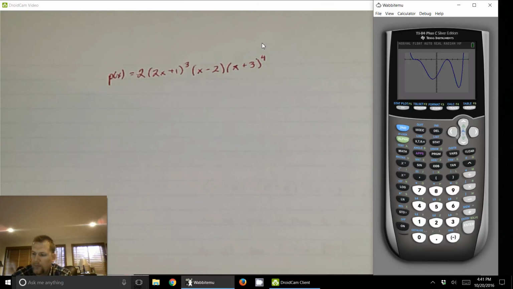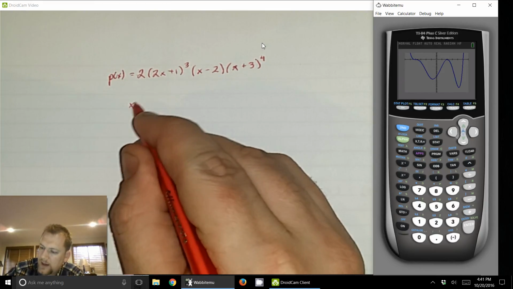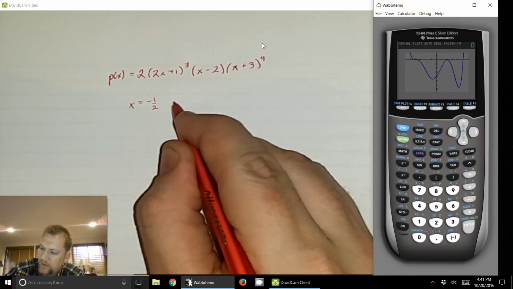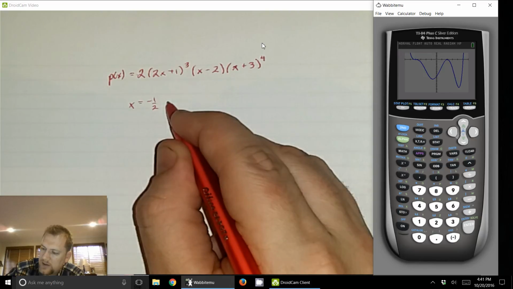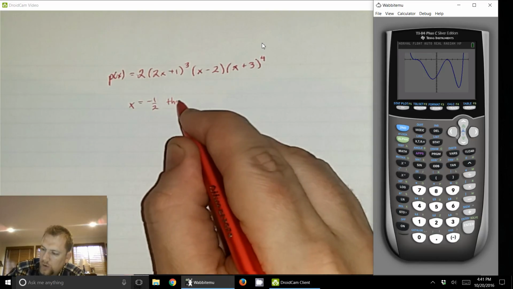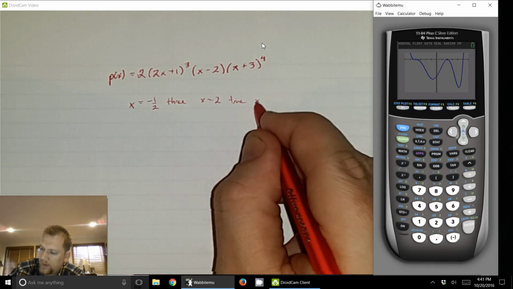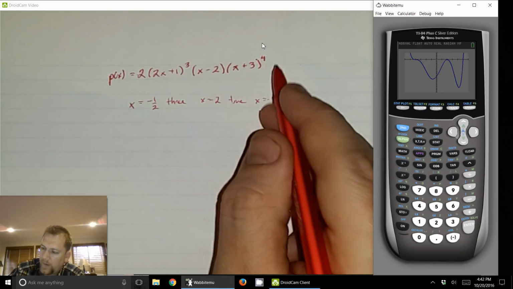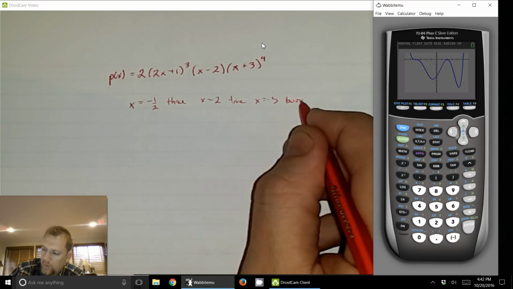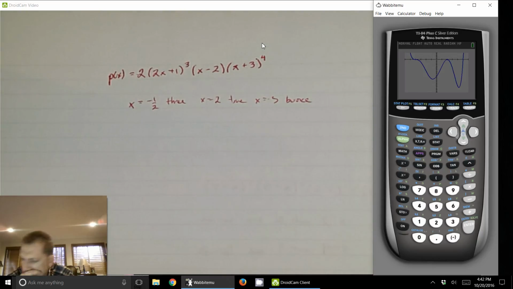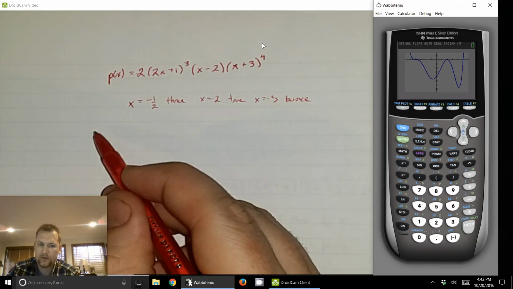So setting all those three factors to 0, we're getting these zeros. X is -1/2. That is odd multiplicity, so that's through. X is 2, odd multiplicity, that's through. X is -3, that's even multiplicity, so that is bounce. So what I guess we ought to do is just make a table of values and plot those points to give us our line.